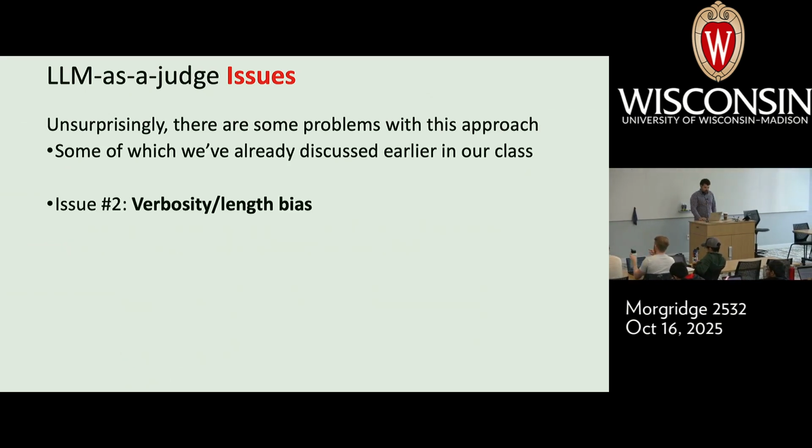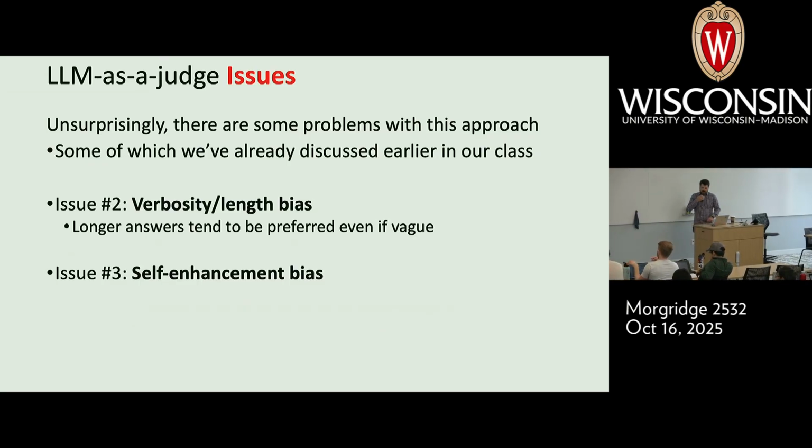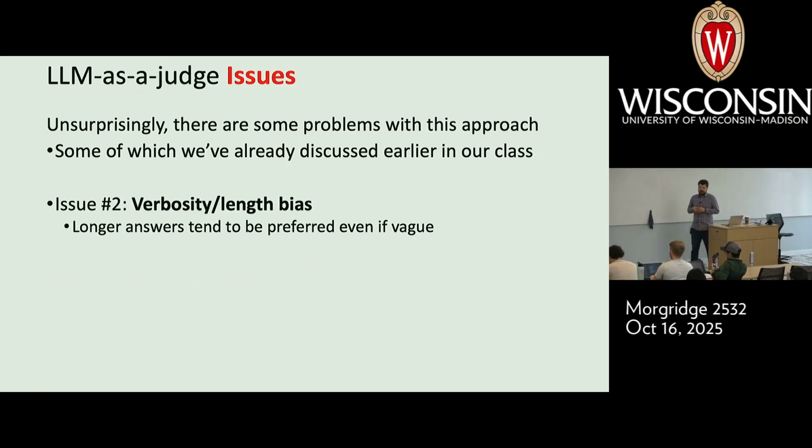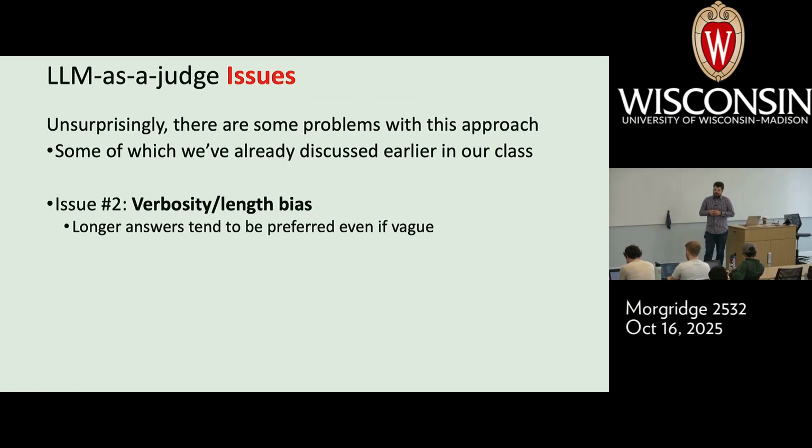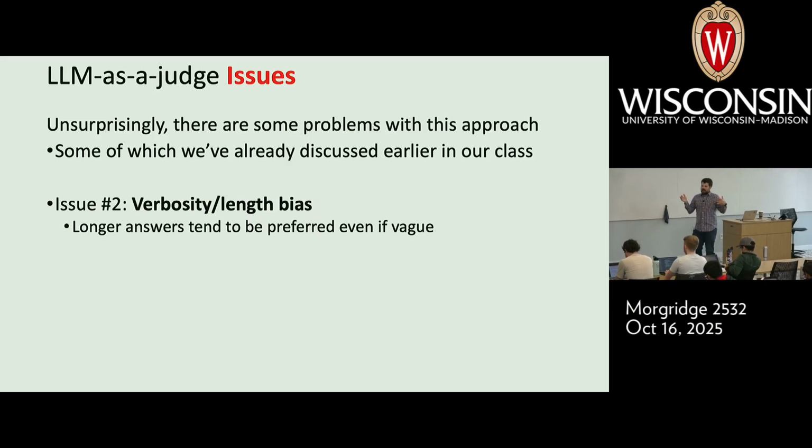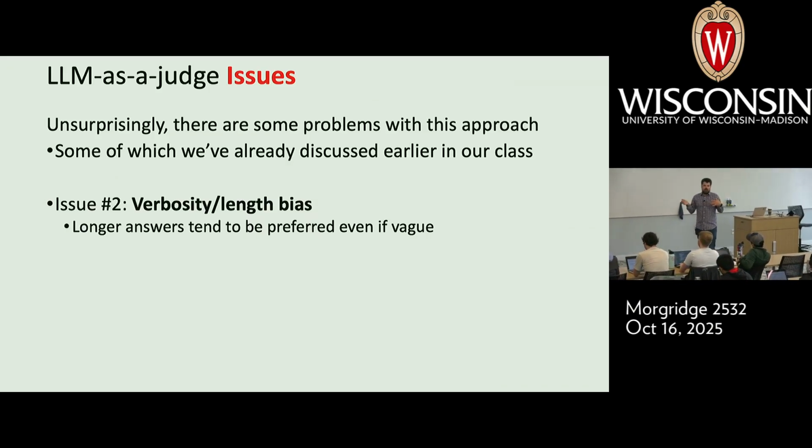Okay, some other issues. There's this bias towards very long responses. LLMs like very comprehensive responses. So if I have two outputs that I'm comparing, one is actually incorrect, but it's very long and detailed. One is correct but short.